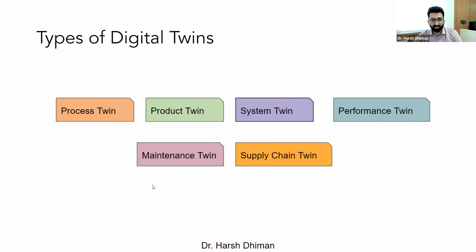Then you have maintenance twin. Yes, this is something which we are discussing. So digital twins for condition monitoring is essentially a maintenance twin, because you are taking decisions which are based on maintenance, right? Whether to go for maintenance or not. And if we are going ahead with the maintenance, what is the right time to conduct the maintenance procedure. So the twin associated with the maintenance is your maintenance twin.